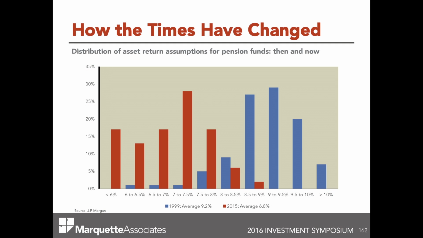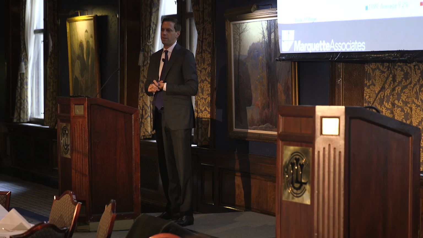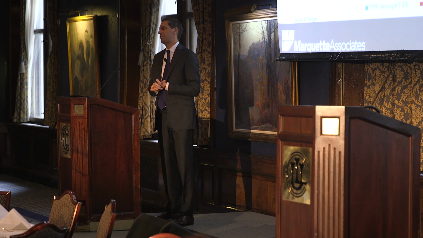Let's fast forward this now to 2015. Look at that dramatic change. The averages are at the bottom. In 1999, that average expected return was 9.2%. In 2015, that average is 6.8%. 240 basis points difference. That is a humongous difference. The simple data alone that these surveys are revealing is a reason why we're having this conversation with a lot of clients.